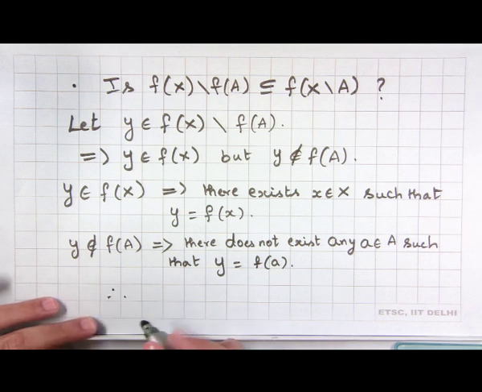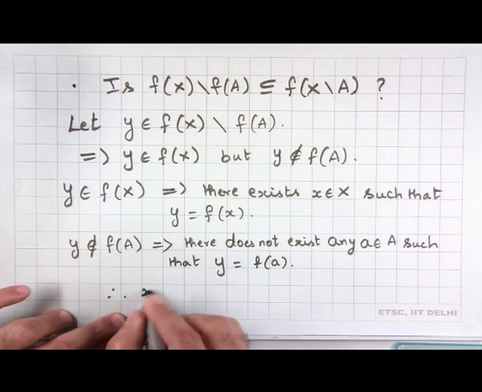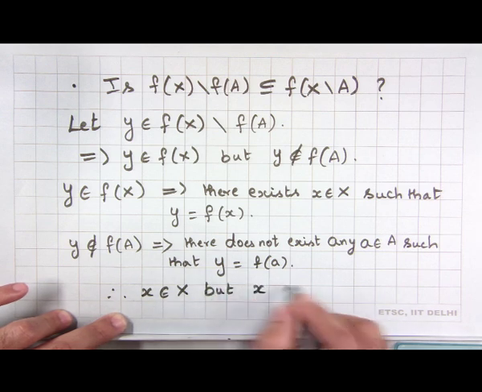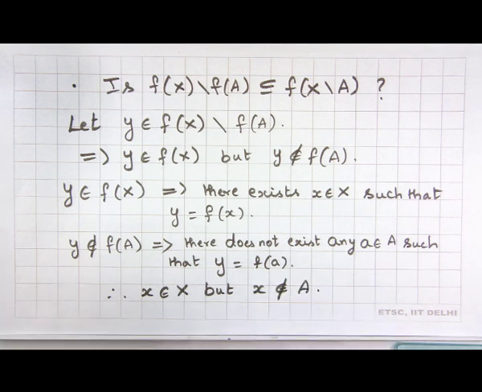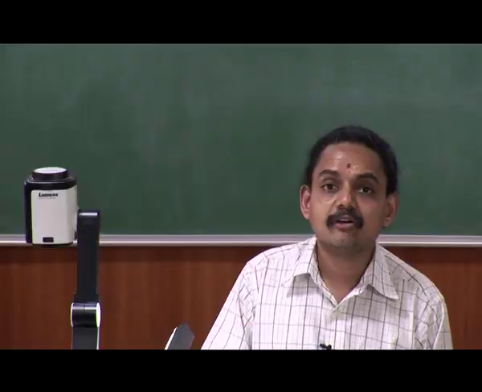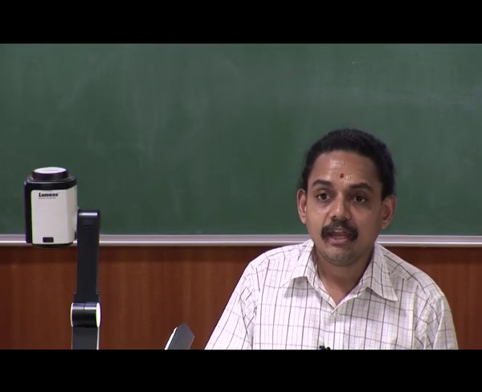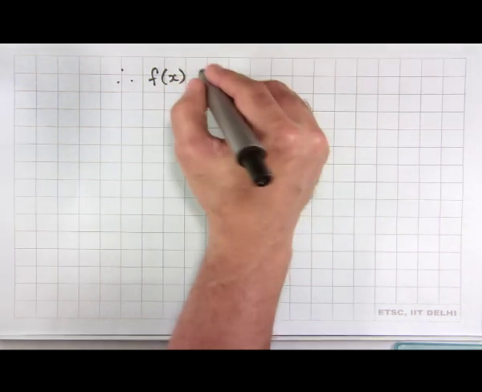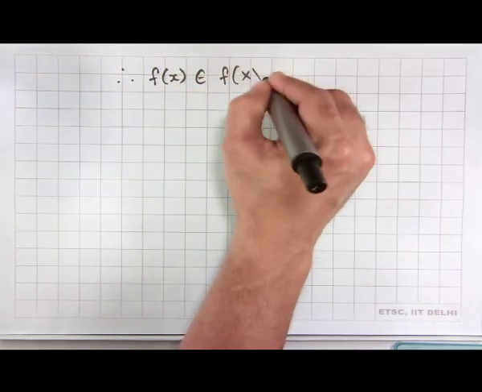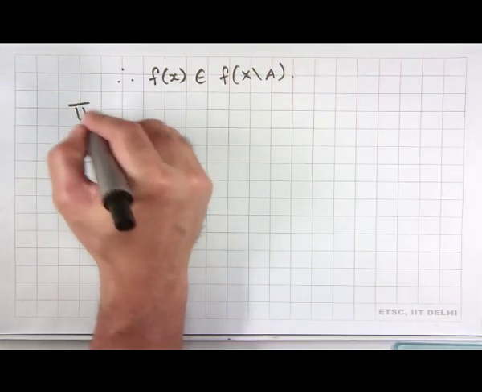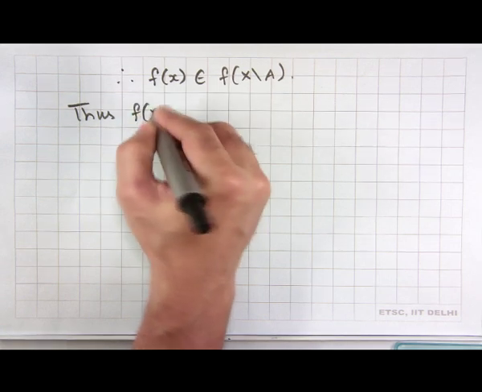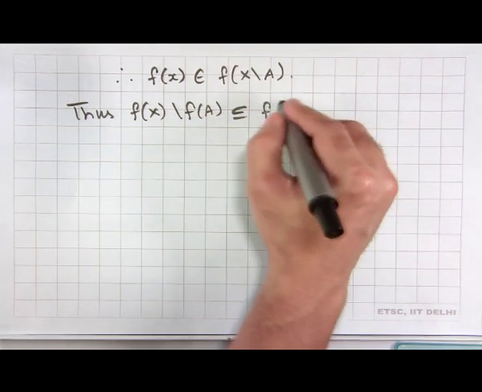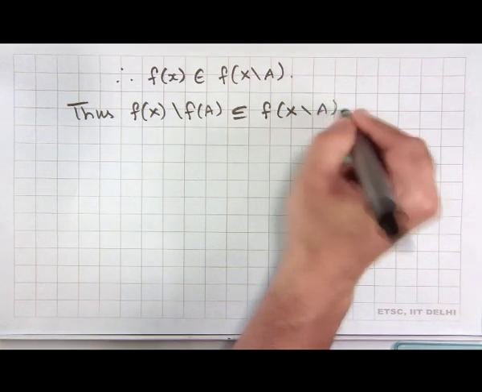Therefore, what these two statements imply is that x belongs to X, but x does not belong to capital A. What we have is that we have produced an element of capital X which is not in A, whose image is y. So, f x belongs to f of X minus A. Thus, f X minus f A is contained in f of X minus A. Fine.